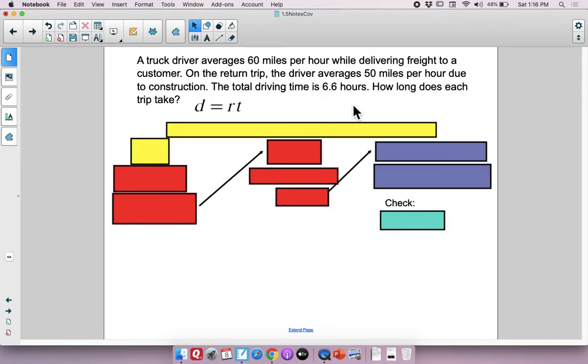And let's finish with this one. So this is going to involve distance equals rate times time. This one's a little bit more complicated, so you really have to kind of think about this and break it down. Again, remember, use those strategies. Hello, Mr. or Ms. Word Problem. I'm going to solve you now. Okay, a truck driver averages 60 miles per hour while delivering freight to a customer.